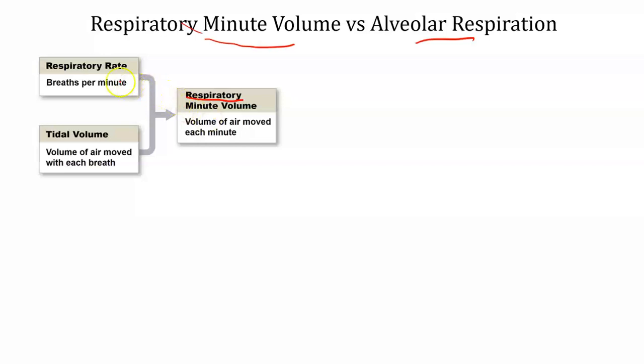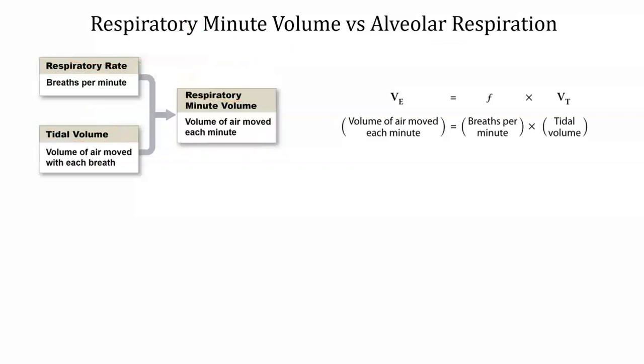And you would calculate it by taking the respiratory rate, how many times somebody breathes in a minute, by the average amount of air they breathe every time they breathe, which is the tidal volume. So if you take the respiratory rate and multiply it by the average tidal volume, you'll get the respiratory minute volume. We call that the VE, respiratory minute volume.